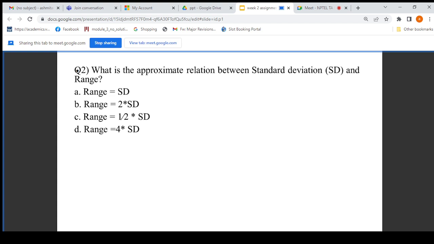Can anyone tell me why the answer is range equal to 4 into SD? How can you tell this is the actual correct answer? From which theory do you get this answer? I think we get this from approximating Chebyshev's theorem. Not the Chebyshev theorem. I don't think it tells the relationship between range and standard deviation. It is too vaguely related.